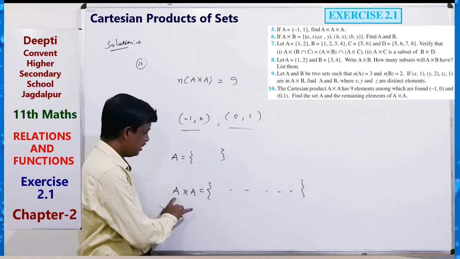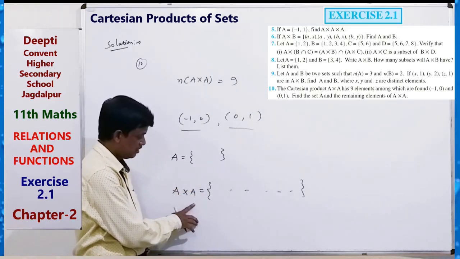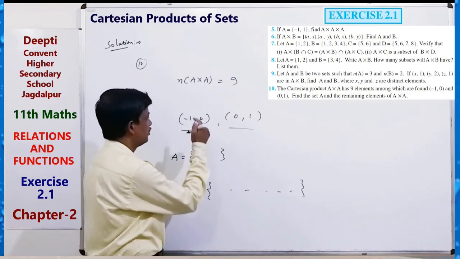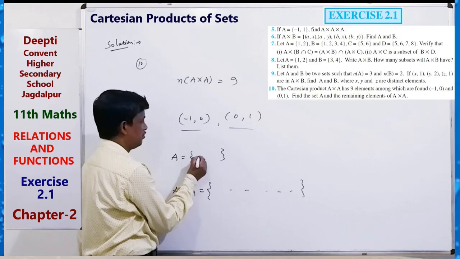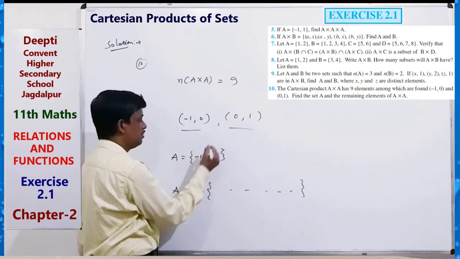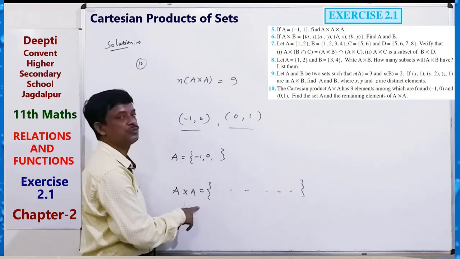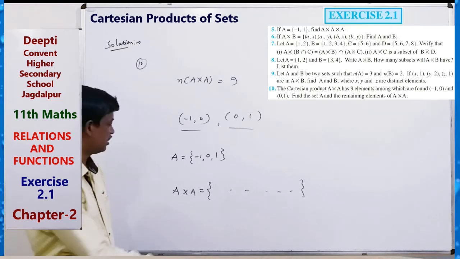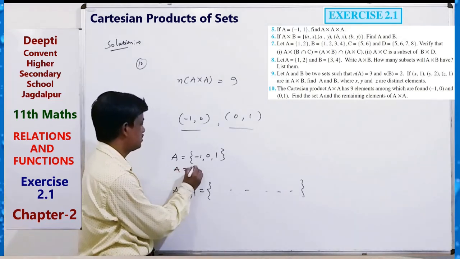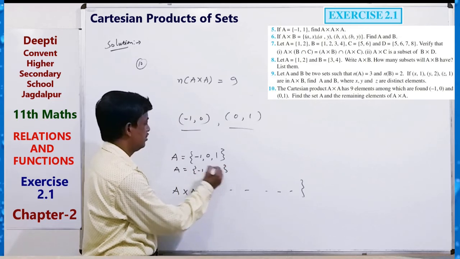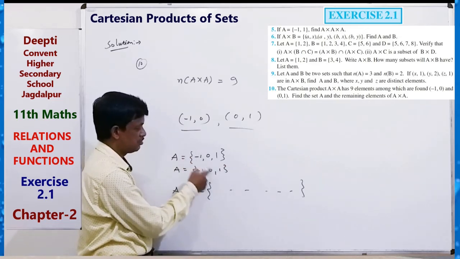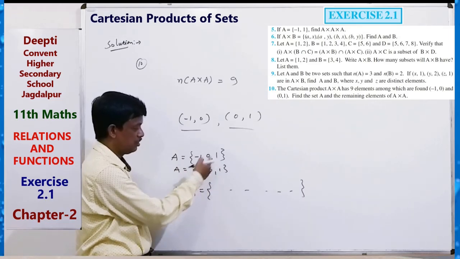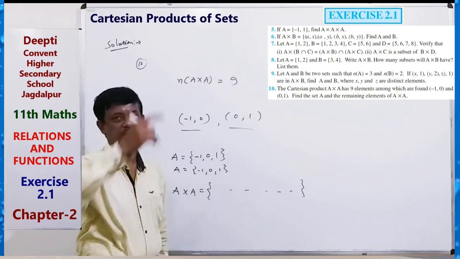We know A cross A means the first element from A and the second element also from A. So the first elements are -1 and 0, and the second element also from A includes 1. This will be A, that is -1, 0, 1. Now you can write A cross A: (-1,-1), (-1,0), (-1,1), (0,-1), (0,0), (0,1), (1,-1), (1,0), (1,1). You can list it like that.